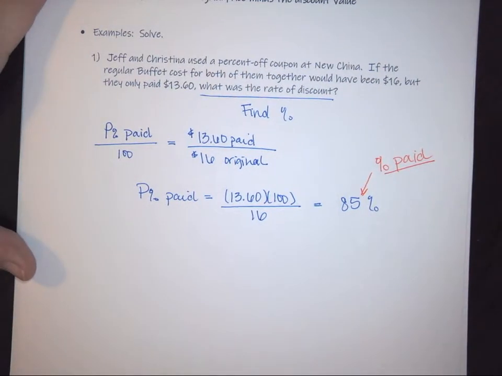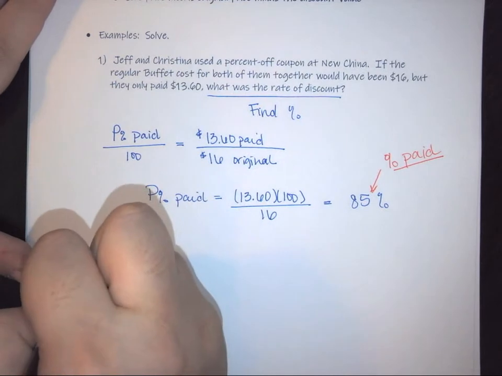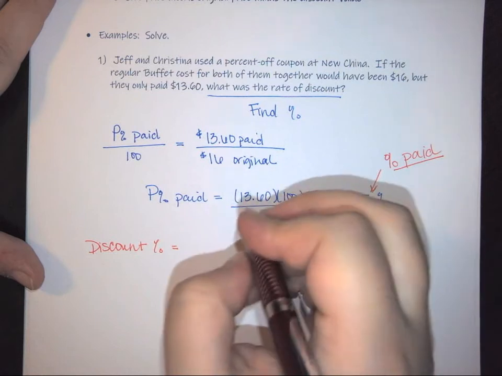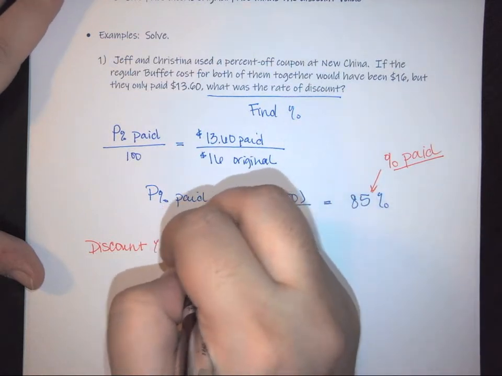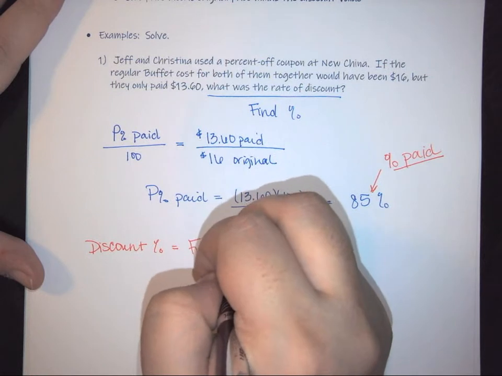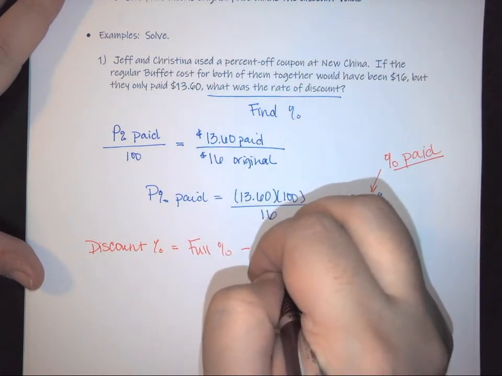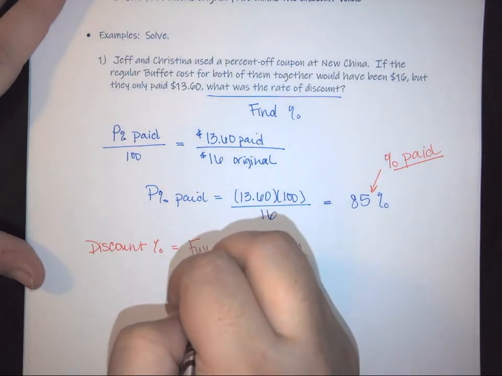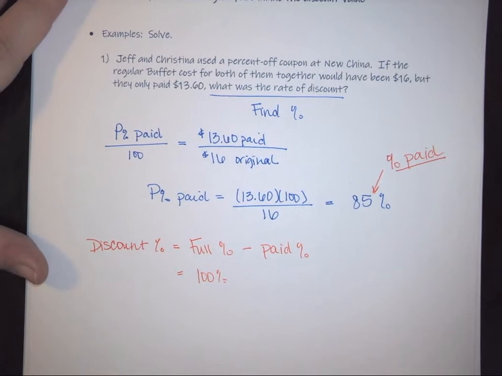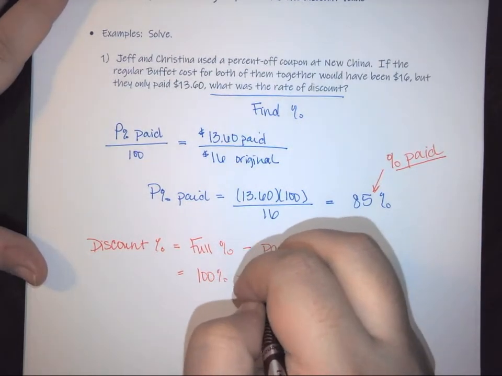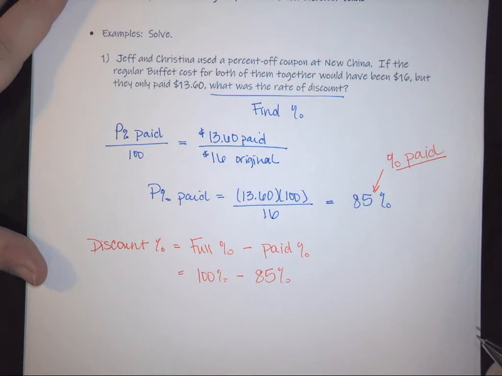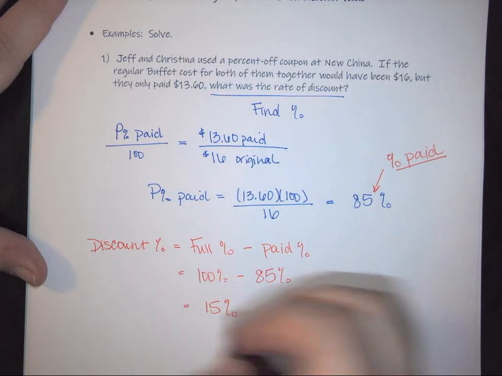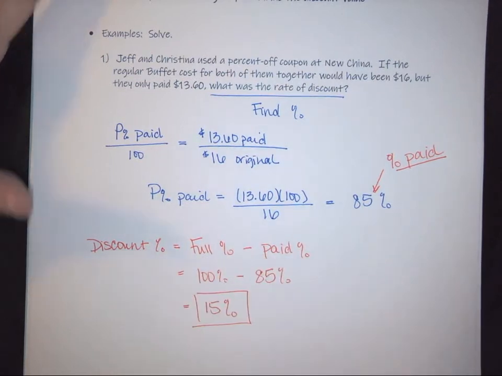not your discount. So here, in order to find your discount, we have to take your full pay percent minus what you did pay percent. So what do I mean? Full pay would be if we paid 100% of the cost, but we didn't. Instead, we only paid 85% of the cost. So this means my discount percent was 15%, and this is the value that we are looking for.